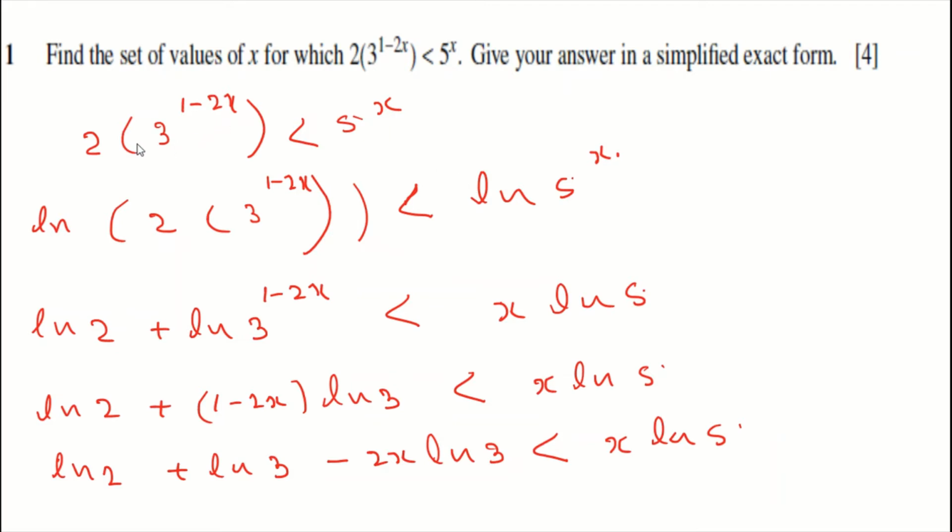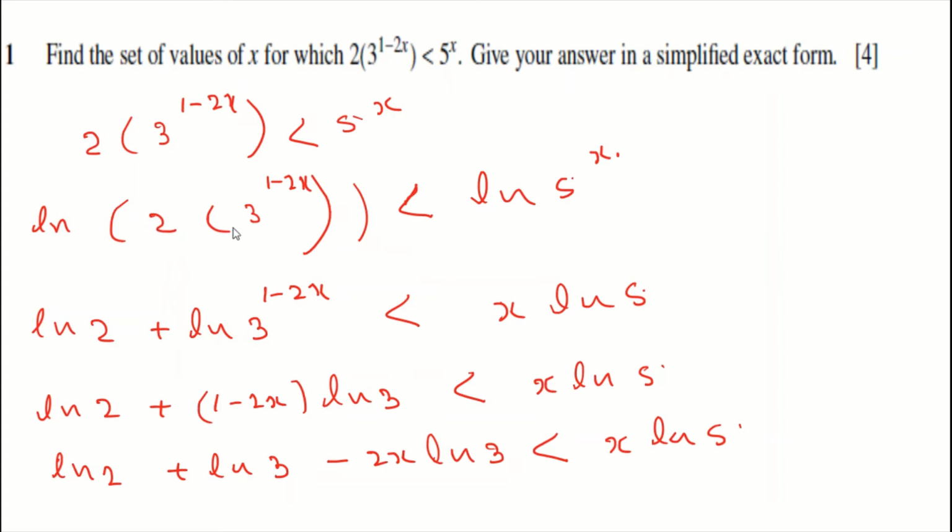It says 2 into 3 to the power 1 minus 2x less than 5 to the power x. So the variable appears as an exponent. So the best thing is to take logarithm on either side in order to isolate the variable. So we will take ln of 2 into 3 to the power 1 minus 2x is less than ln of 5 to the power x.